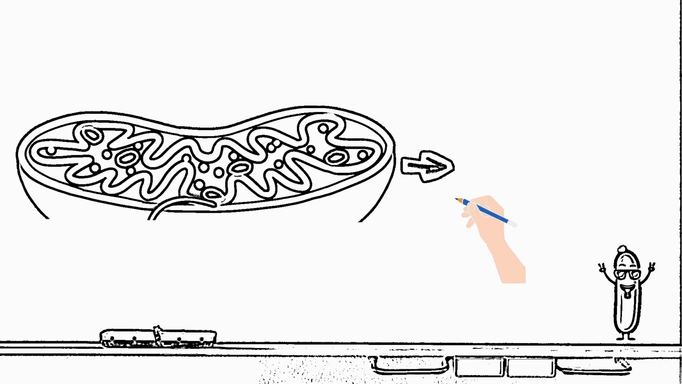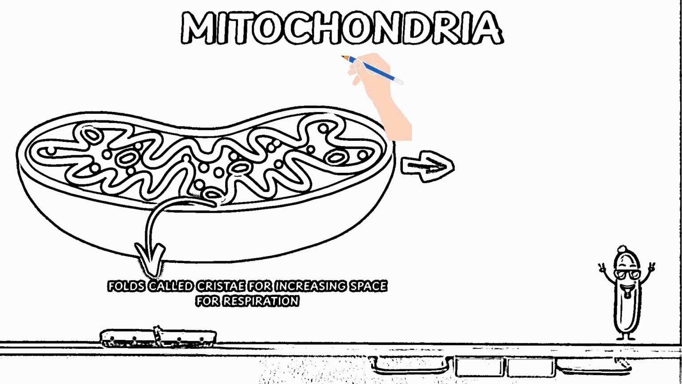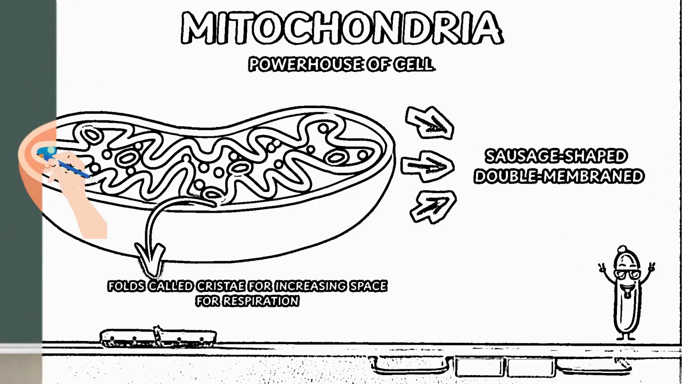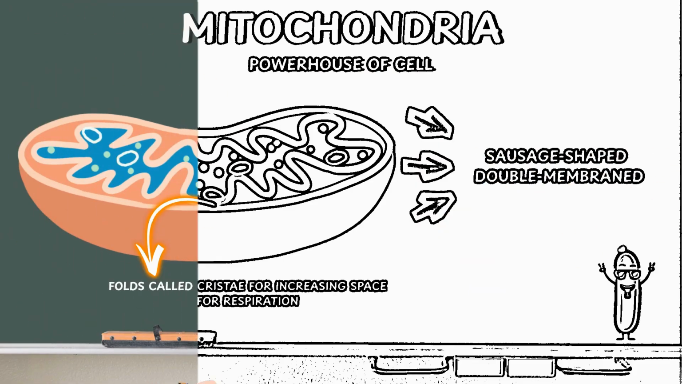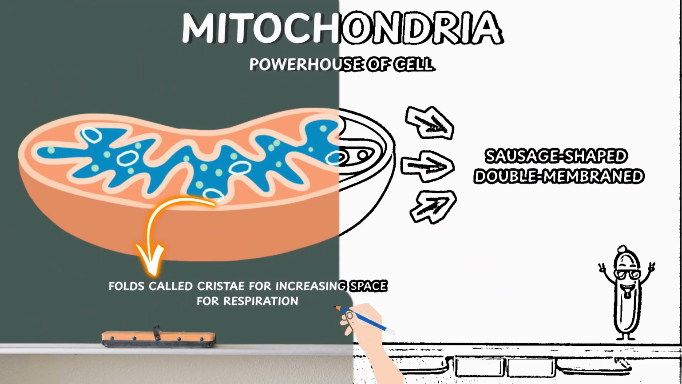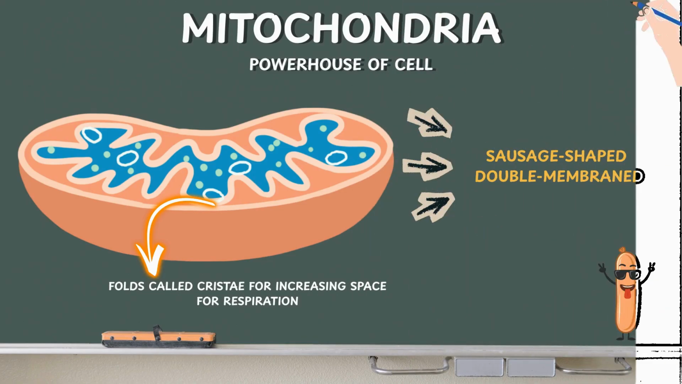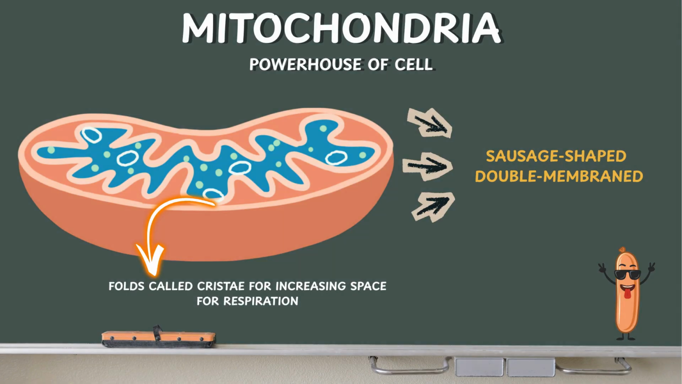Mitochondria are the powerhouses of both plant and animal cells because they are responsible for making adenosine triphosphate, ATP, which is the cell's main energy-carrying molecule. Mitochondria are oval or sausage-shaped. That means they are double membrane organelles. The inner layer has folds called cristae.